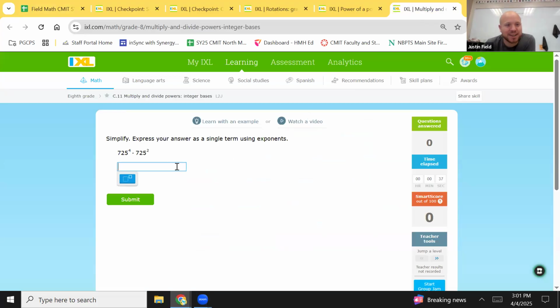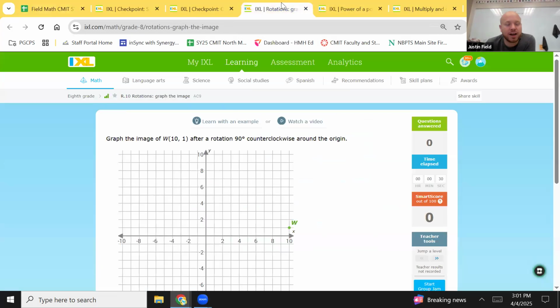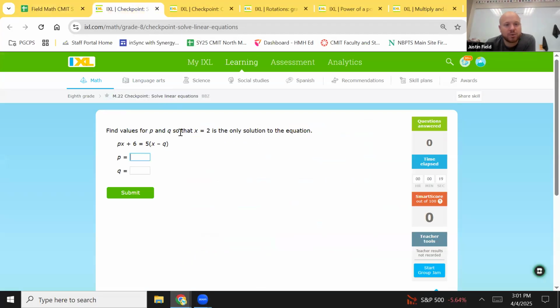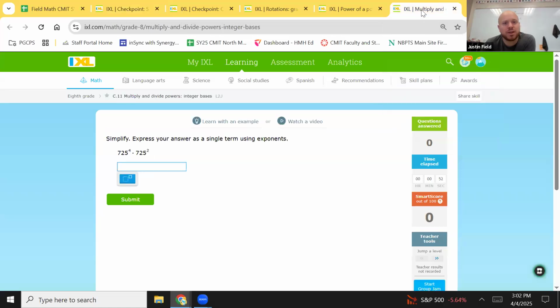We're going to do properties of exponents, and then rotation rules, and then the last two assignments here are checkpoints. We already did this stuff, so it's just to make sure that you're ready for it on MCAP. You don't get cooked. All right. So let's talk about rules of exponents.